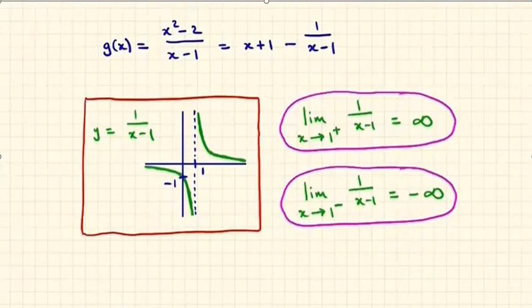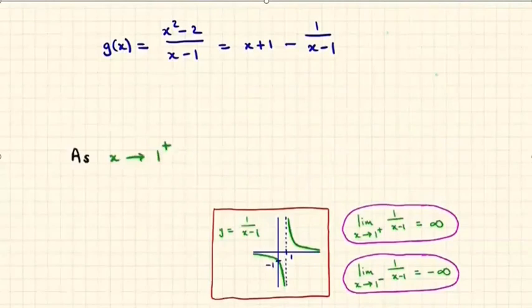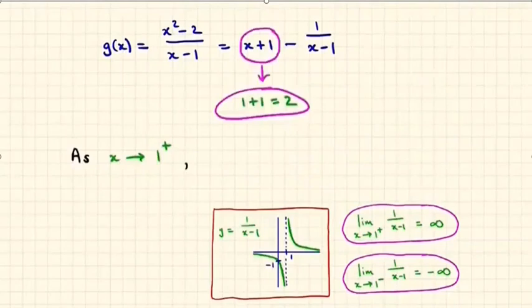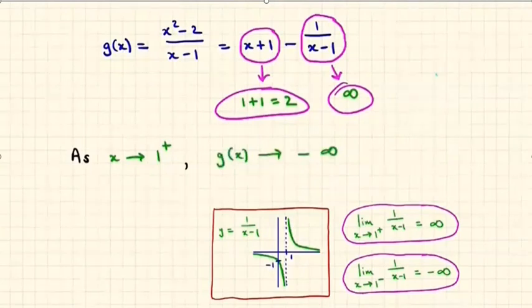Let's combine these with the overall rule for g. As x approaches 1 from above, x plus 1 approaches 1 plus 1 equals 2, which is straightforward. And 1 over x minus 1 becomes arbitrarily large and positive, so that when you take this away from something close to 2, we get something large and negative. We capture this using limit notation.